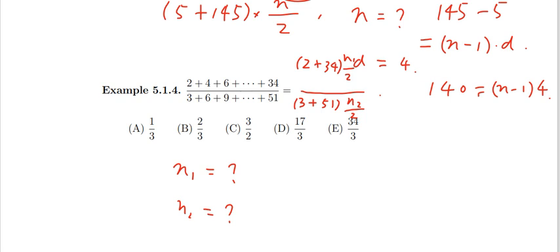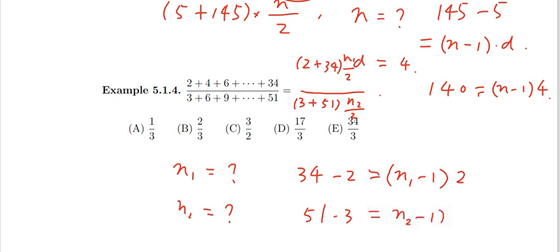So how can we find n1? We say 34 minus 2 equals n minus 1 multiplied by d. Here d is 2. So from here we can find n1. And for n2, we say 51 minus 3 equals n2 minus 1 multiplied by d. Here d is 3. So we can find n1 and n2. Then we can find this number.